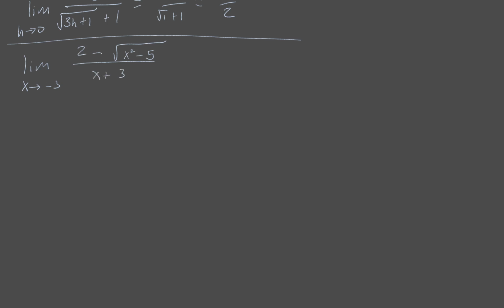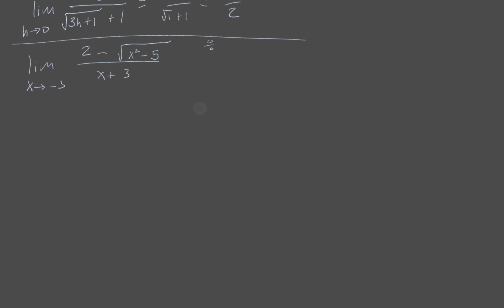If I plug negative 3 in, on the top, under the square root, I get 9 minus 5, which is the square root of 4, which is 2, so you get 2 minus 2 on top, so this goes to 0 on top, and 3 plus negative 3 is 0 on bottom. This is going to look like 0 over 0 again. So that means we can probably do some algebraic manipulation.